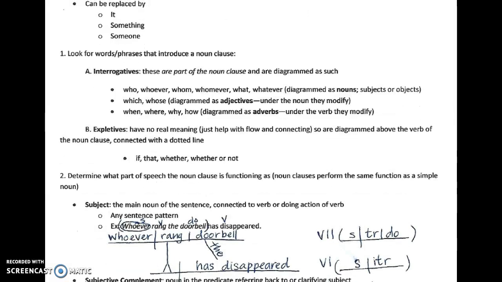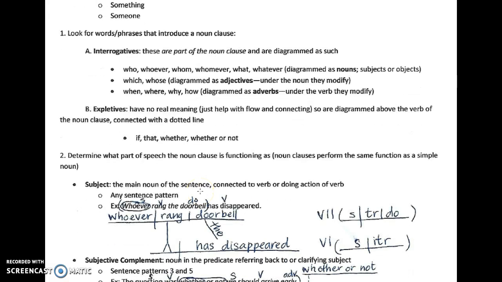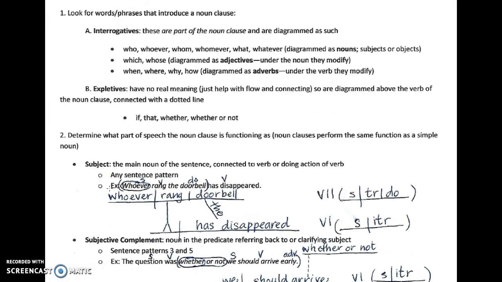So once you've identified the noun clause, your task is to diagram it. And to do that, you need to figure out what part of speech the noun clause is functioning as. So keep in mind that noun clauses can replace any noun in the sentence. So now we'll talk about how they can function. The first and the most obvious one is as the subject. Subjects are always nouns, and so it's what's doing the action of the verb, what is linked to the verb.